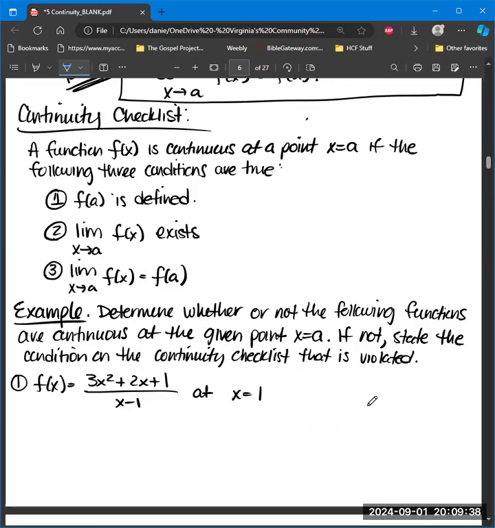So our continuity checklist we've been working with: a function f of x is continuous at a point x equals a if the following 3 conditions are true. Continuity checklist item number 1, f of a is defined. Point 2, limit of f of x as x approaches a exists. And point 3, the limit is equal to the function value there. Sorry, limit of f of x as x approaches a is equal to f of a.